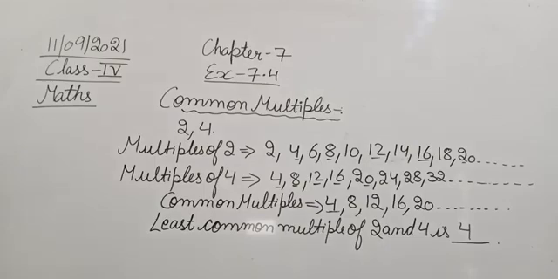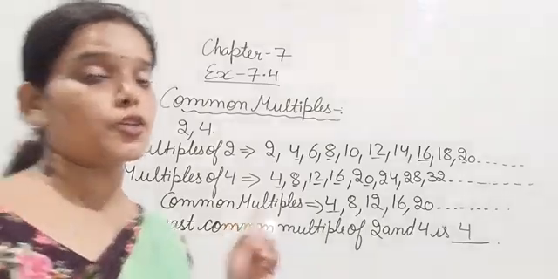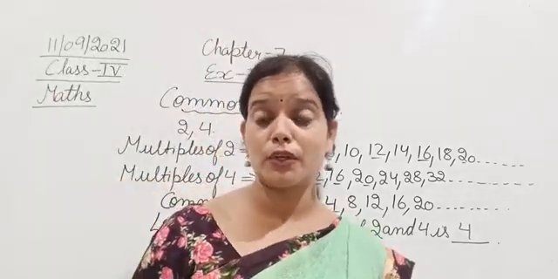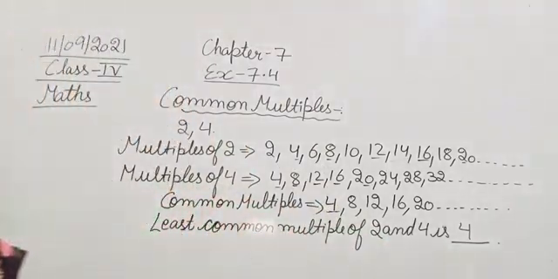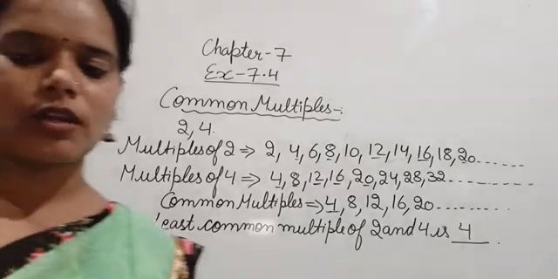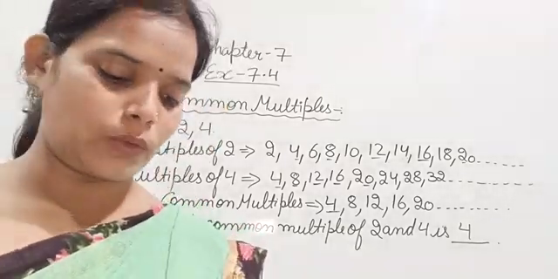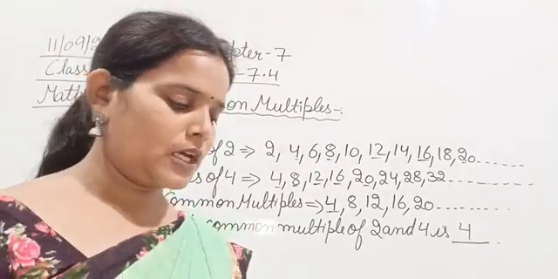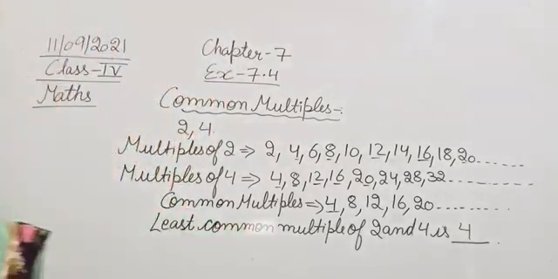Okay, so this is how you will find the common multiples and the least common multiples. So the two numbers will be given. So first of all you have to find the common multiples, then you have to find the least common multiples. Okay, so this is how you will solve all the sums. So now in exercise 7.5, so you will be getting some like according to this. So the exercise 7.5 is here now.